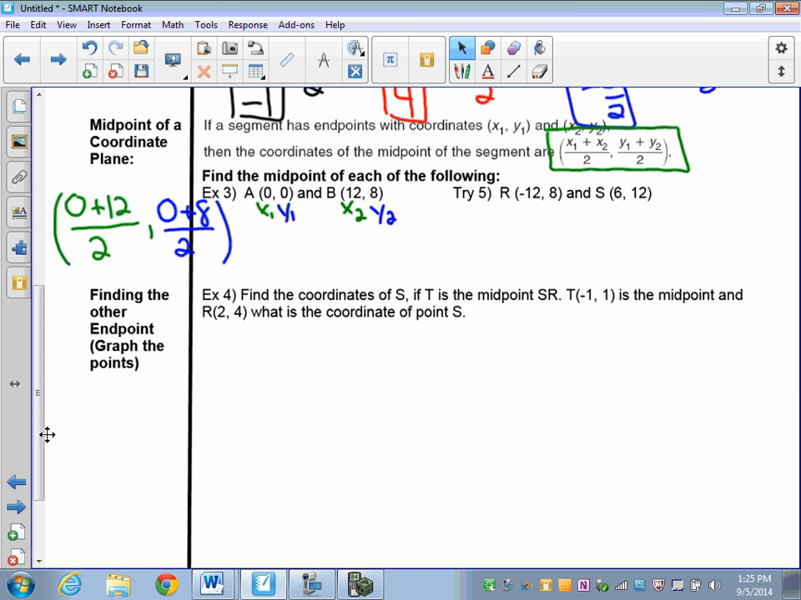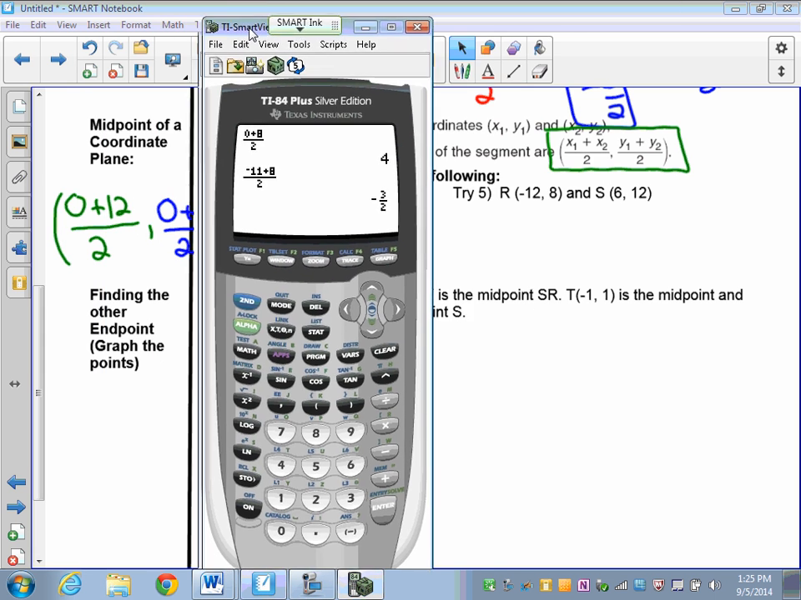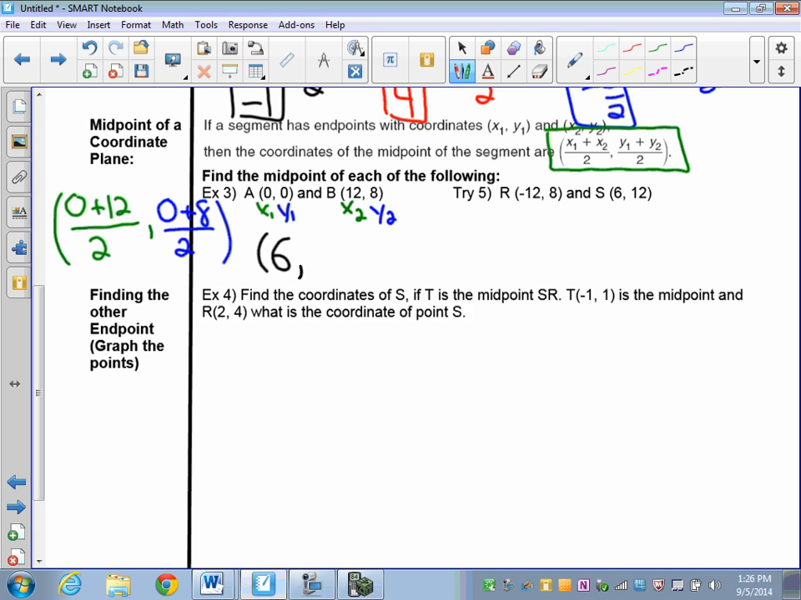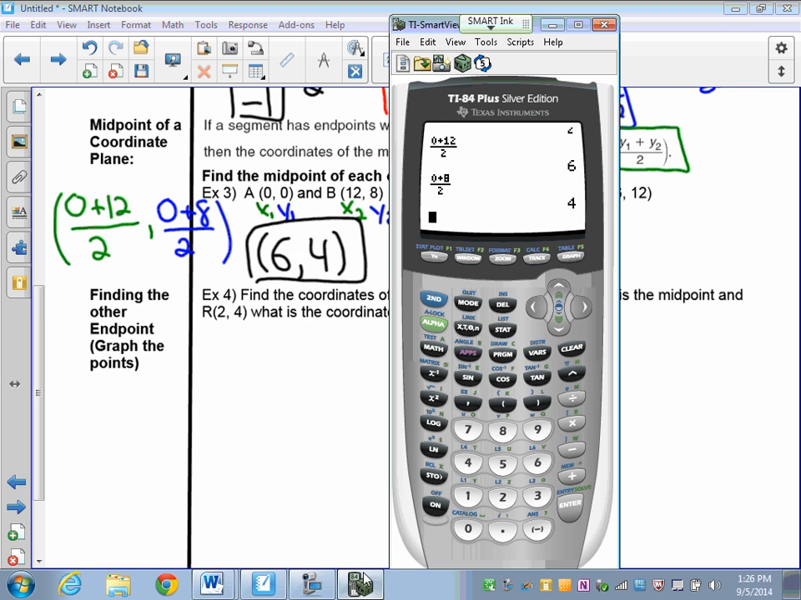Because I'm such a fan of the trick on the calculator, I'm going to do this again. Alpha, y equals enter, 0 plus 12 divided by 2. You get 6, and alpha, y equals enter, 0 plus 8. So our midpoint will be 6, 4. That's what happens whenever we put those in the calculator or just do this simple addition.